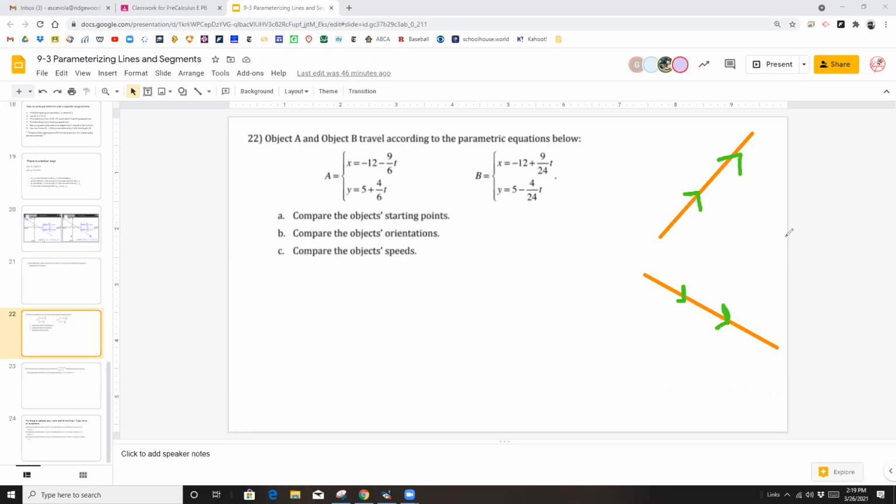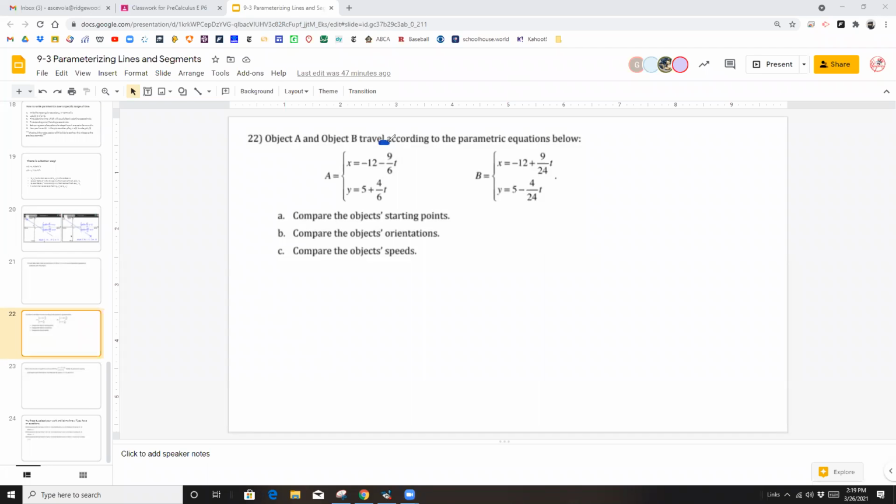But you're either going to describe it as going from left to right, like in both of these cases, or if it's going the other way, then you could describe that as right to left. So how do we tell the orientation without graphing? Well, look at the slope, or the coefficient in front of t.